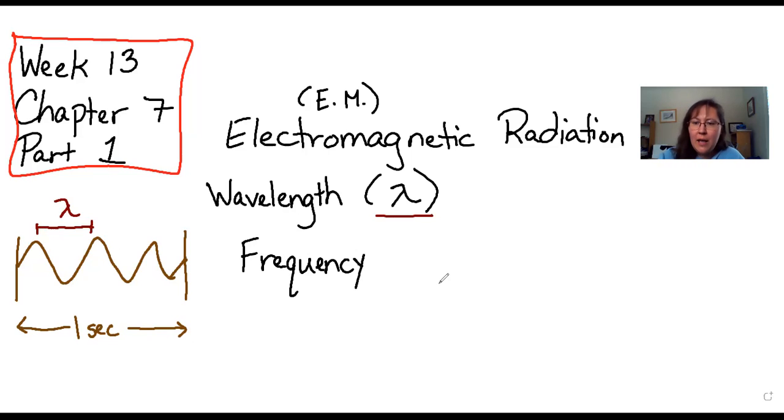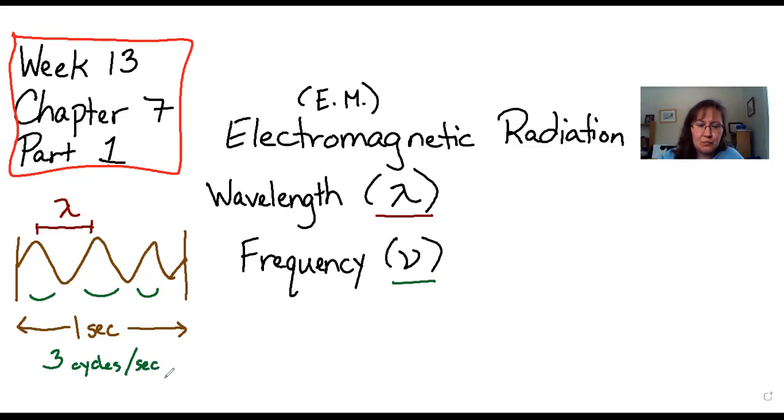Now the symbol for frequency is nu. Nu, for frequency, is the number of cycles per second. So here we have 1, 2, 3. See, and this part could be over here. So we have 3 peaks, 3 troughs. So the frequency for this is 3 cycles per second.